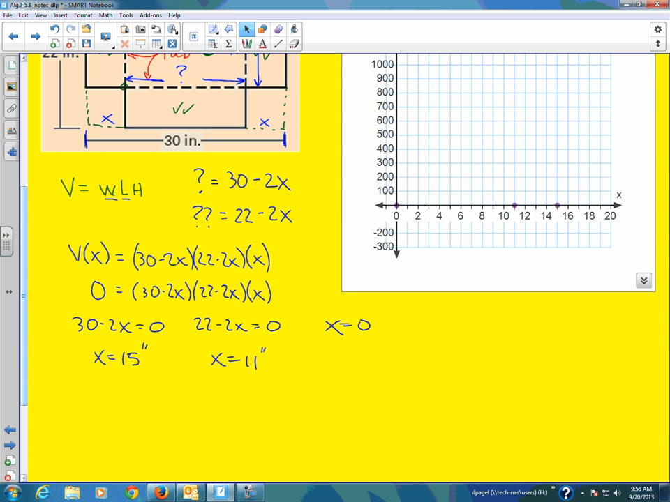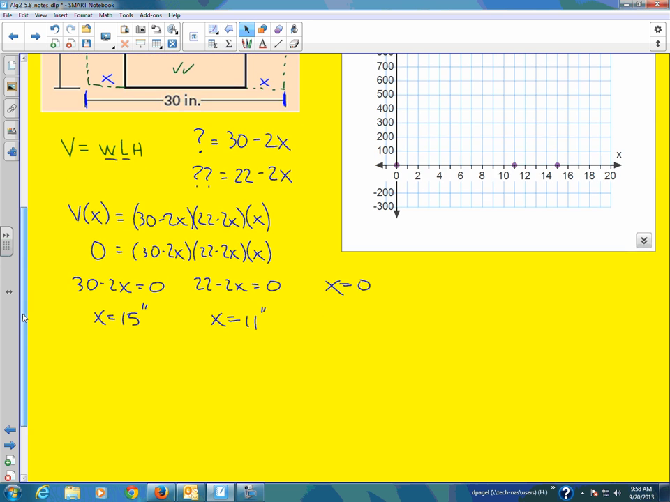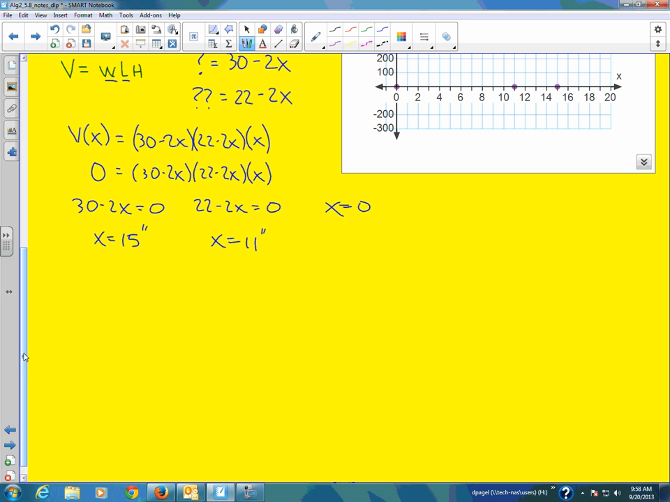Now again, we kind of need to know what the degree of the function is. Power-wise, I got an x to the first, an x to the first, an x to the first. It's got an x to the third as the degree of my function. So here's where, again, maybe it would be helpful to go ahead and expand this. Let's go ahead and do that.